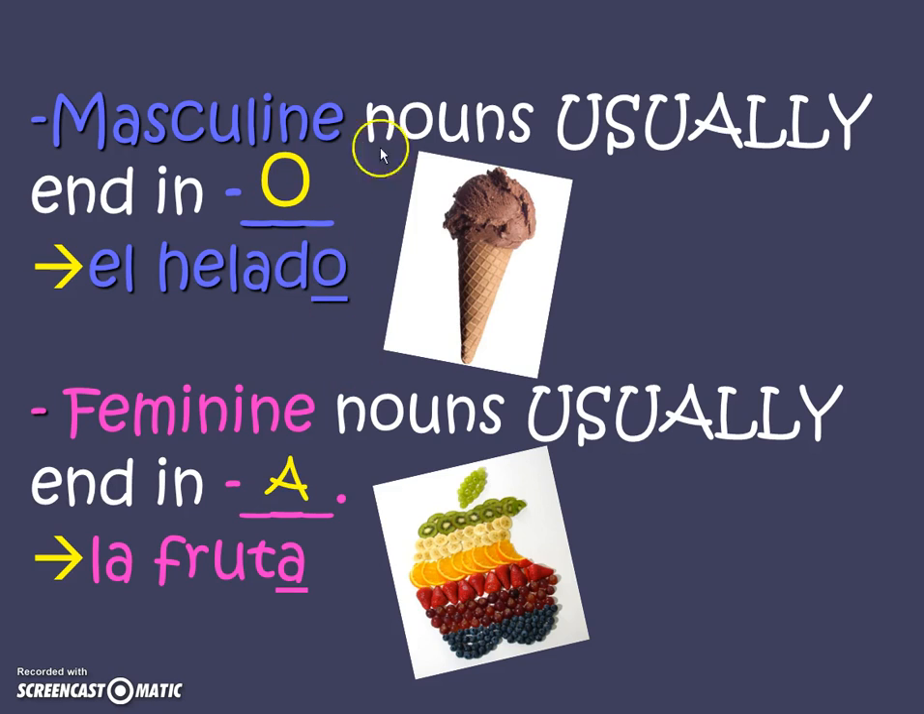Our example for our masculine noun is el helado, and you can guess what that is by looking at this picture. Ice cream, muy bien. And then our example for our feminine noun is la fruta. And you can get that by looking at this picture with lots of fruta.